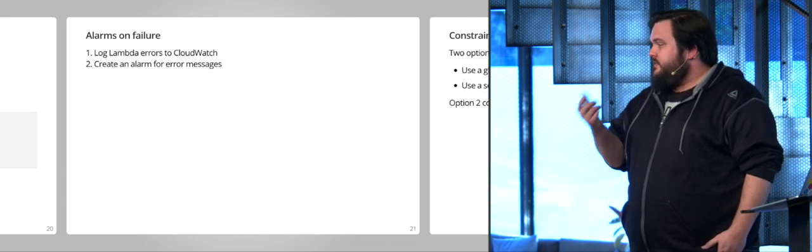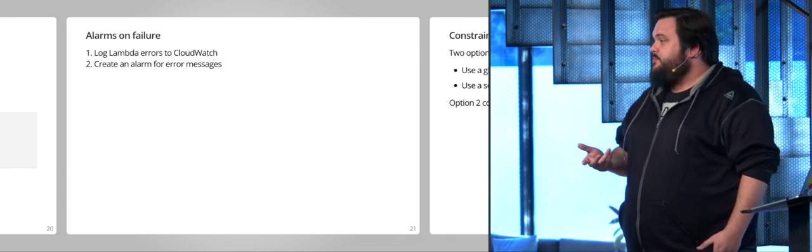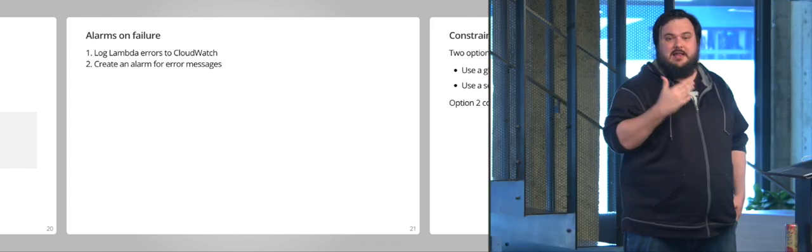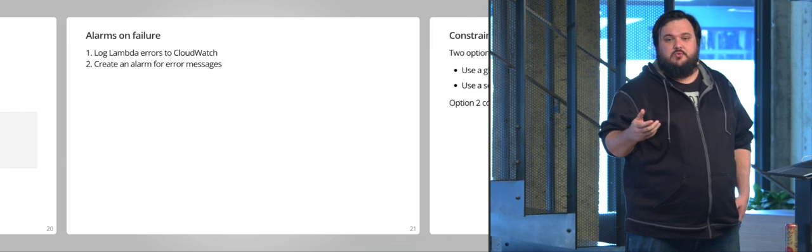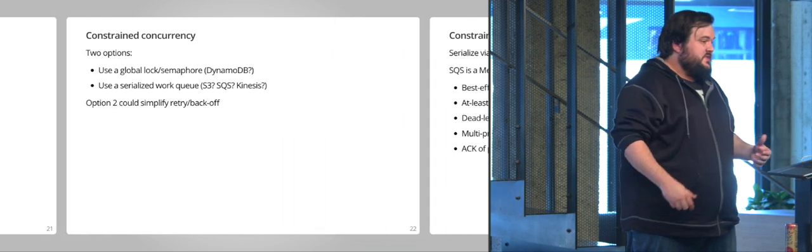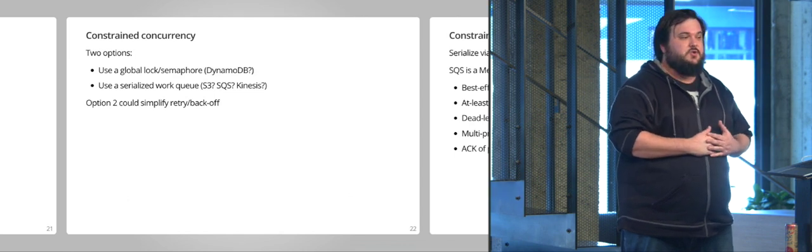So needing alarms on failure was a problem we needed to solve. Really easy. We're logging to CloudWatch. The Lambdas are being triggered, so we can create a CloudWatch rule to fire whenever we encounter one of those log messages. A more difficult problem to solve is the constrained concurrency.